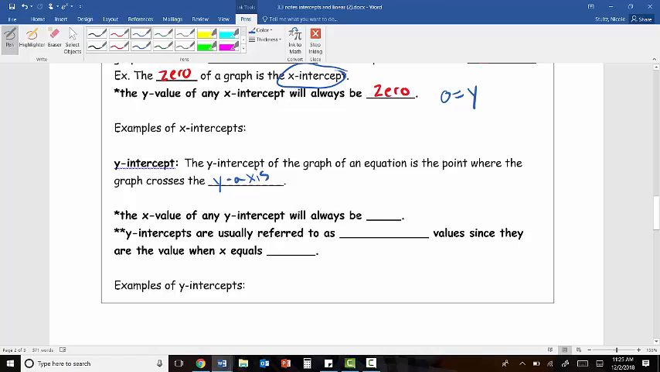The x value this time is 0. So it's almost like you put 0 in for the opposite letter. Y-intercepts are usually referred to as beginning values. So if I say that Ashley started the day with $20 and she spent $1 per hour, 20 would be the y-intercept because that's the beginning of the story. So the beginning is the y-intercept.